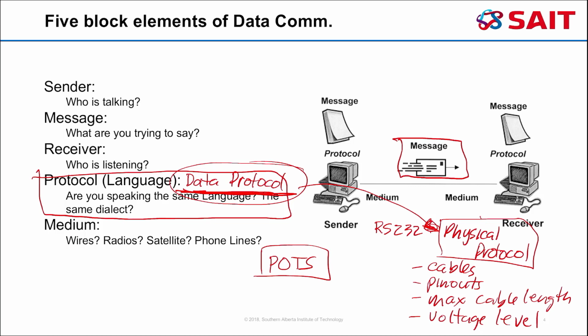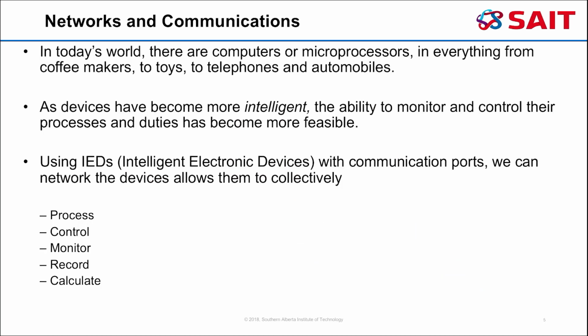Okay, so then we have the medium, and of course we've talked about that before. So what is it? Wireless, wired, fiber. So this is kind of a review in that we've talked about how computers or microprocessors are in just about everything these days, and as long as we have a communications port or a way of connecting to a common bus or network, we could build a communications network of which these microprocessors, these smart devices, could share information.